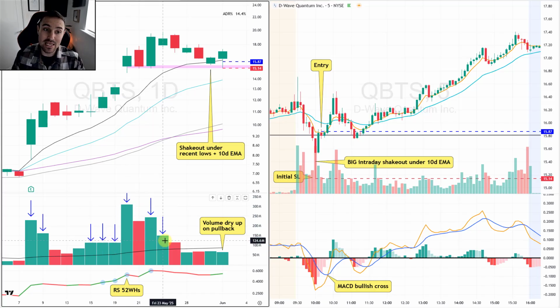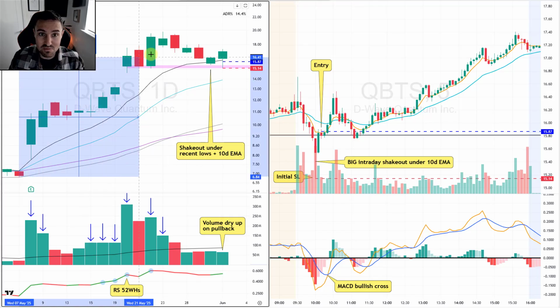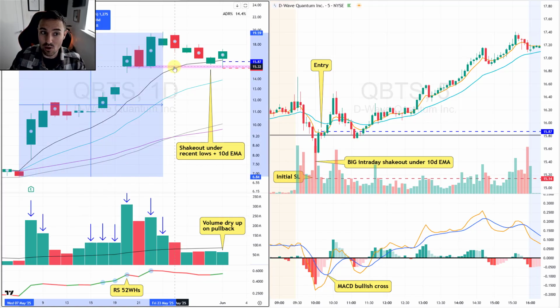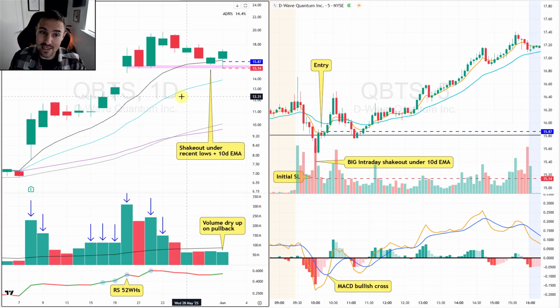This is indicating to me that there is a lot of accumulation. There's a lot of interest in this stock. There is a lot of demand in this stock as well, because it's been able to go from circa $6 to topping out at nearly $20 in the space of 3 to 4 weeks. There's a lot of interest here.